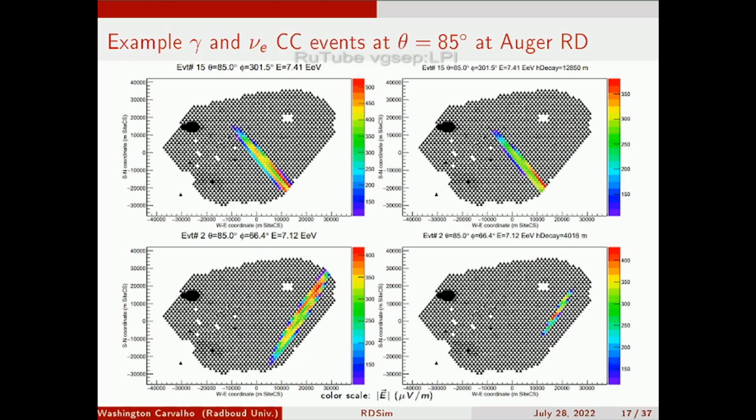So now we go to Auger RD, and I have here a comparison. On the left, I have gamma events. On the right, I have, with the same geometry, some electron-neutrino charged current events. On top, I have an interaction that occurs very high in the atmosphere, and you can see that there is not a big difference. The footprint is slightly smaller because it's slightly closer to the ground, but it's still pretty much the same. But most events will look something like this, which is very, very different from a regular shower, because the interaction occurs closer to the ground, so you have a much, much smaller footprint.